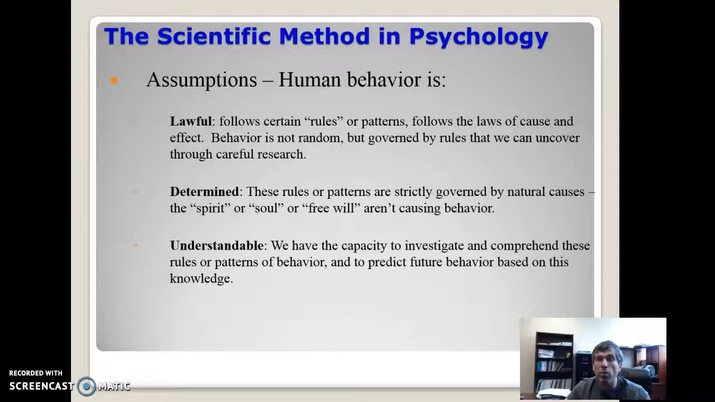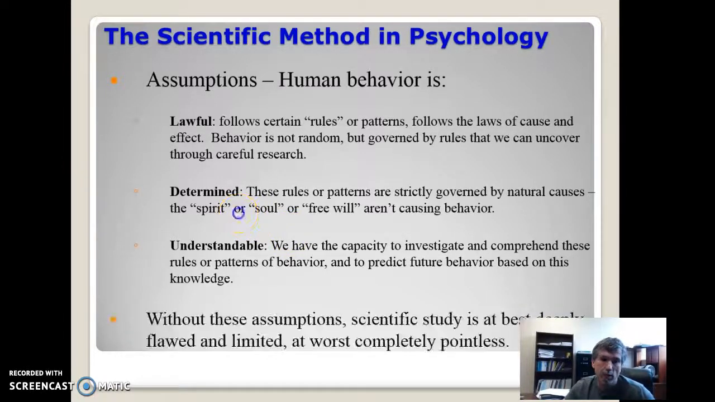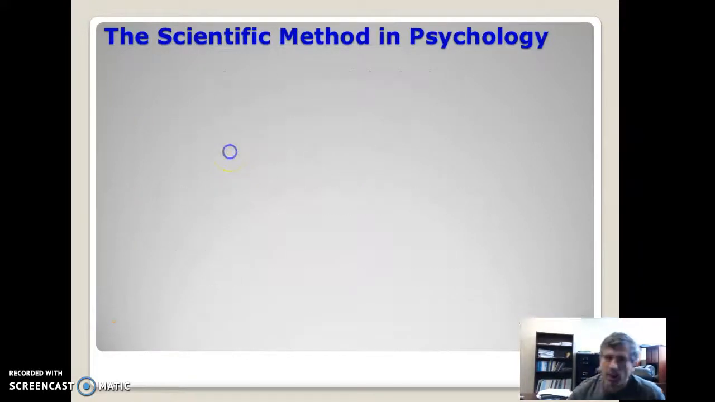We're able to take the appropriate measurements, figure out what those laws are that people are following, what those natural causes are, and we can use them to predict future behavior based on this understanding. If you didn't assume these things, if any of these assumptions break down, at best, scientific study is trivial. It gives you information that's true but not very useful. At worst, there's no point at all and we're all wasting our time here. Please don't run out of the room after you hear that one. That's not the one we tend to bank on.